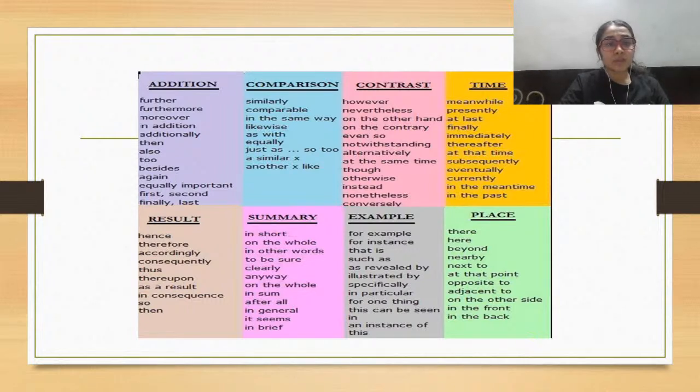Okay, people. So when I talk about this particular table that we can see right now, this is one of the most important tables whenever we refer to linking words. Now, when I say linking words, why we use linking words and what makes us use linking words, all of these things are very important and must be taken into consideration.